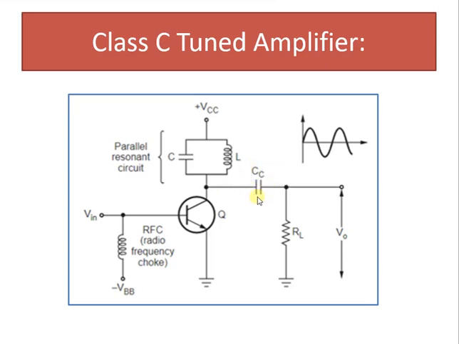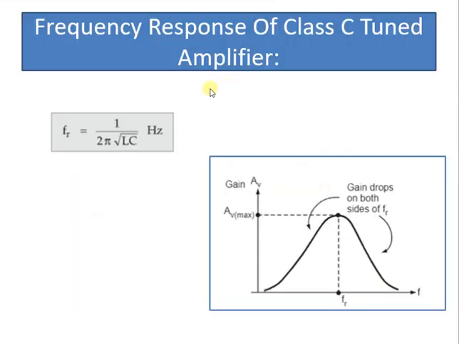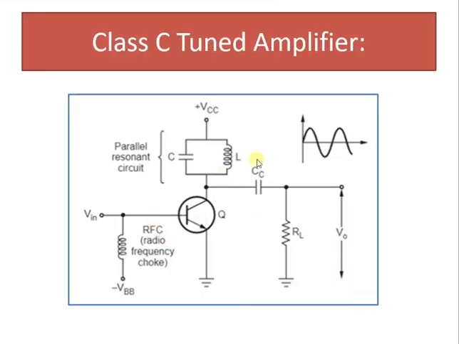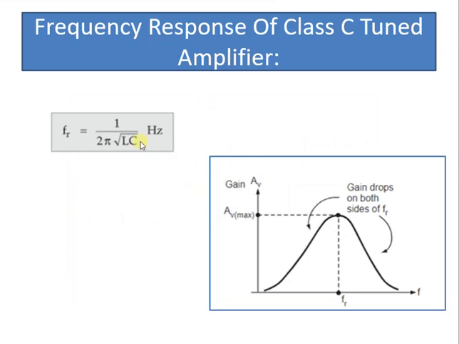So the frequency of the Class C tuned amplifier is computed as FR equal to 1 by 2 pi square root of L into C, where L corresponds to the inductor that is being used and C corresponds to the capacitor that is being used.